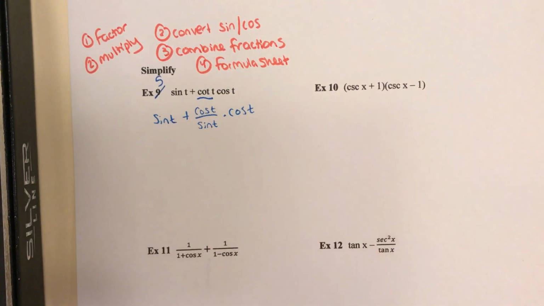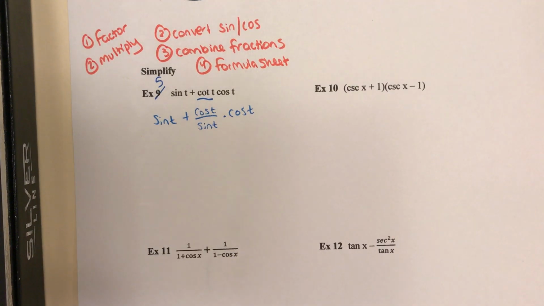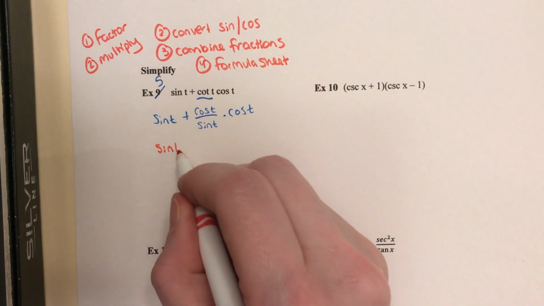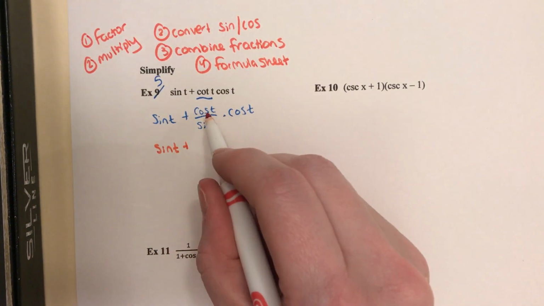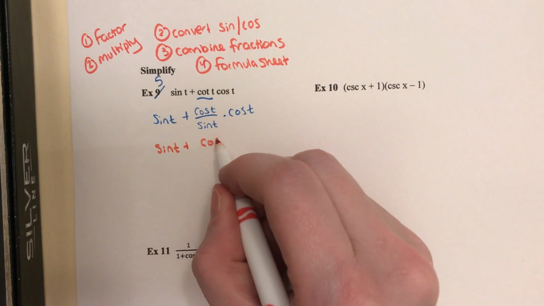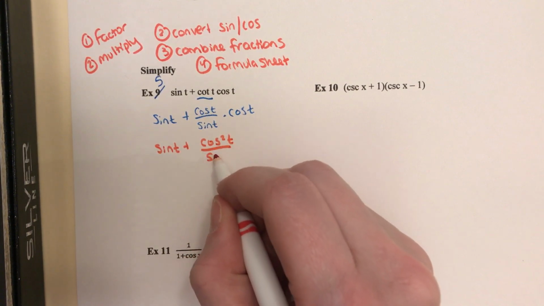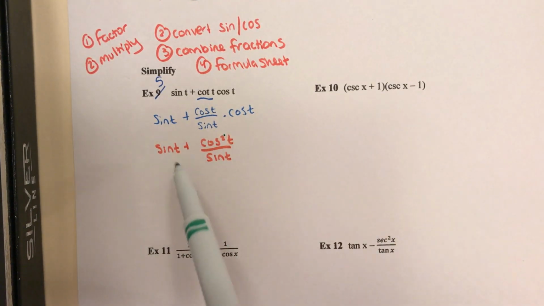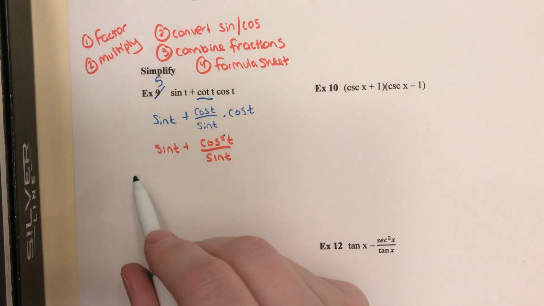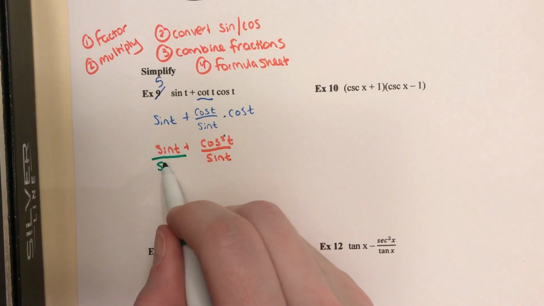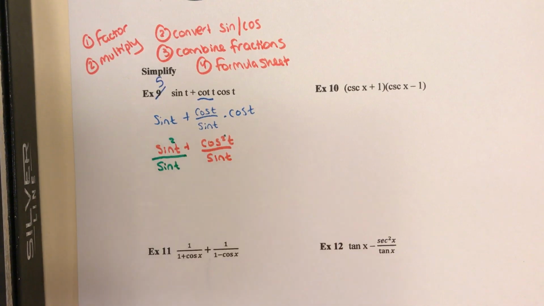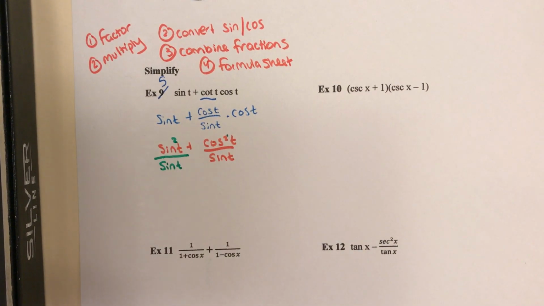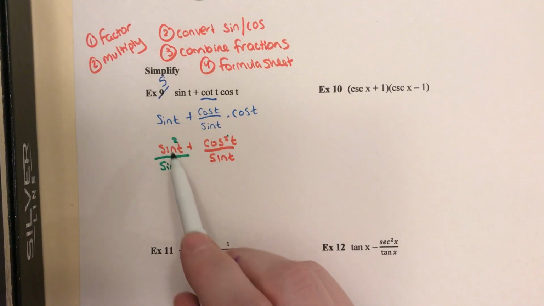Sometimes it may look like you're making it more complicated, but sometimes you'll see it'll work out in the end, hopefully. So this is sine plus, now these two cosines I can multiply, that's cosine squared over sine. Now I've got a fraction plus another term. So what I'm going to do is get a common denominator so I can add these up. So I'm going to write this as sine squared over sine. That's the same thing as sine. I've gotten my common denominator.